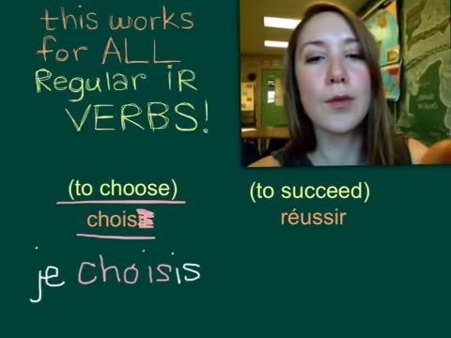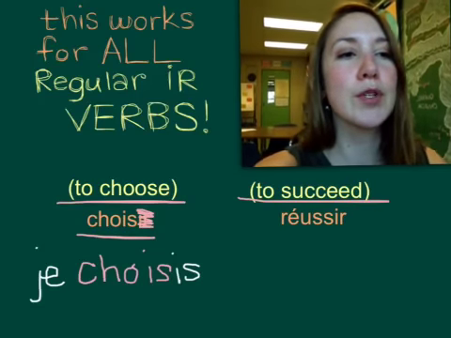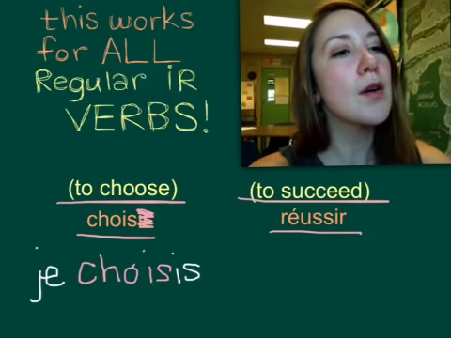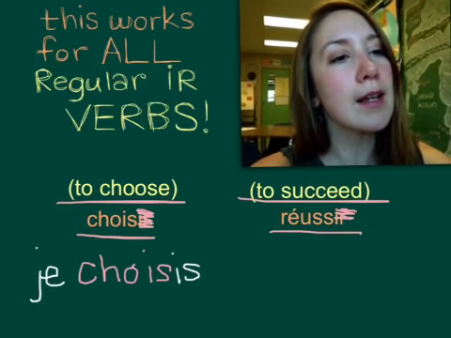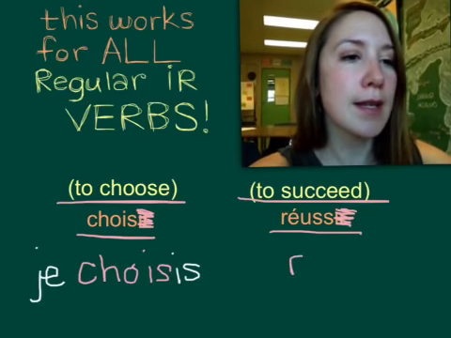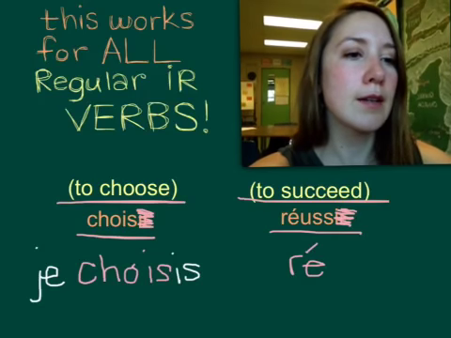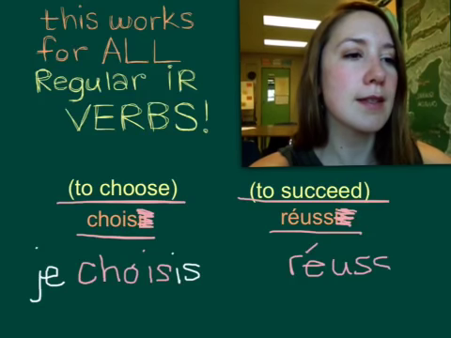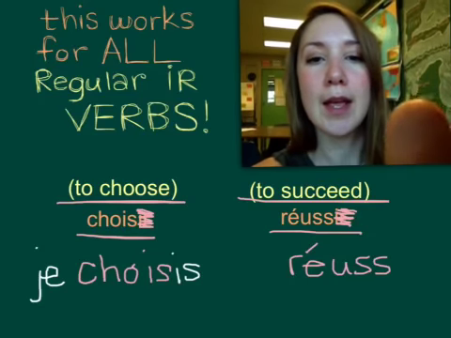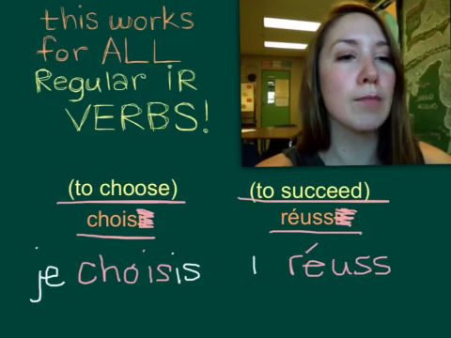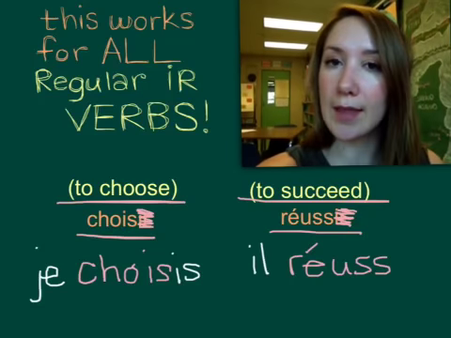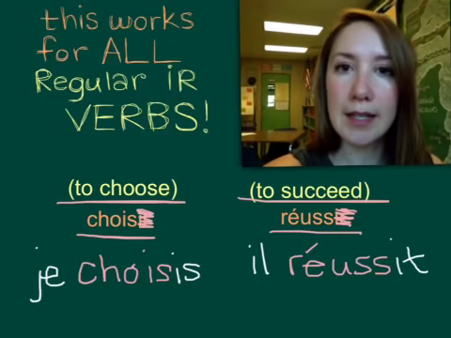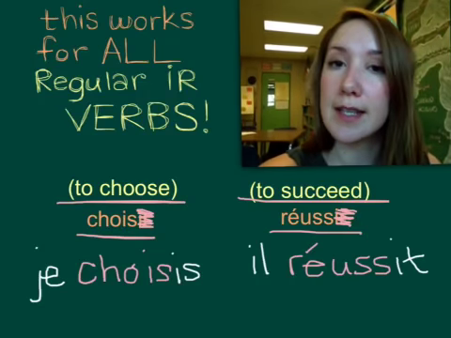Now similarly for the verb to succeed, which is réussir, this is also a regular IR verb. So I can take off my IR ending and start with my stem: R, E accent aigu, U, S, S. Now that's my stem. If I want to conjugate this verb for il, say, then I would add the ending for il, which is -it, and I would get il réussit, which means he succeeds.